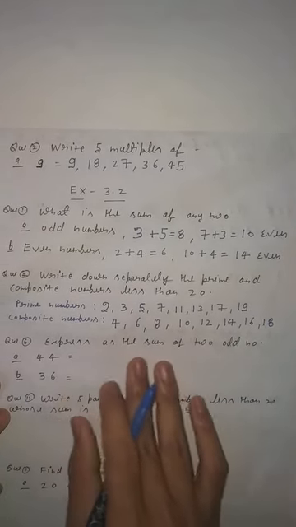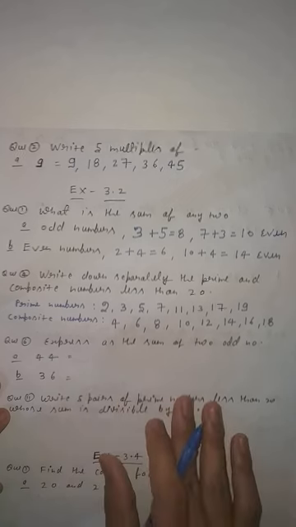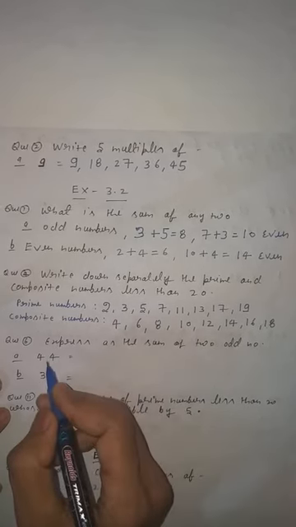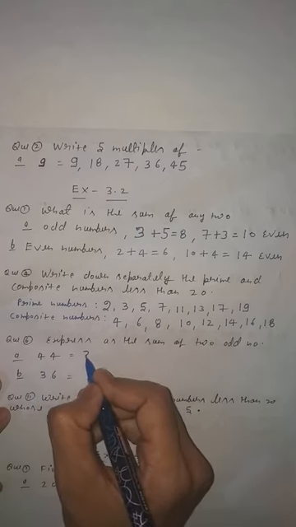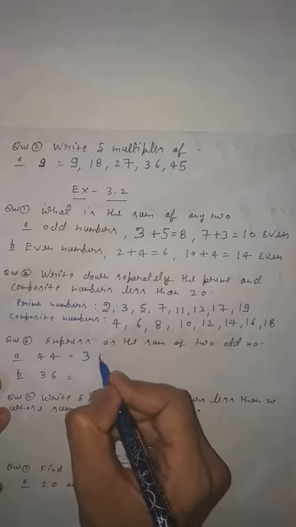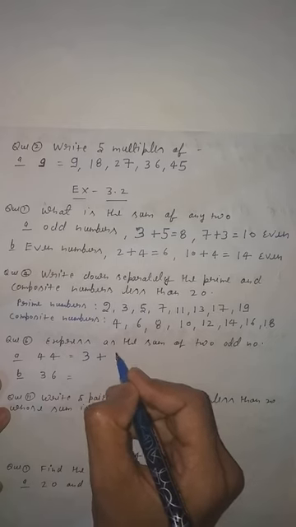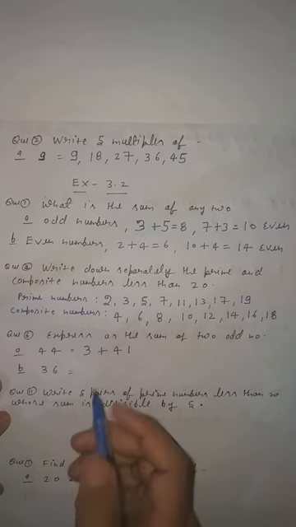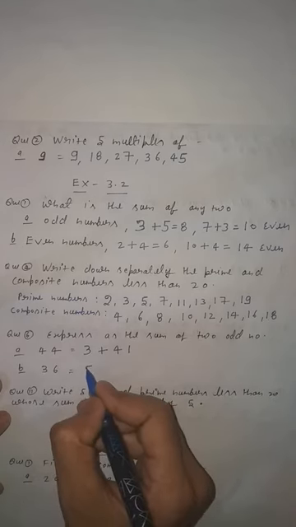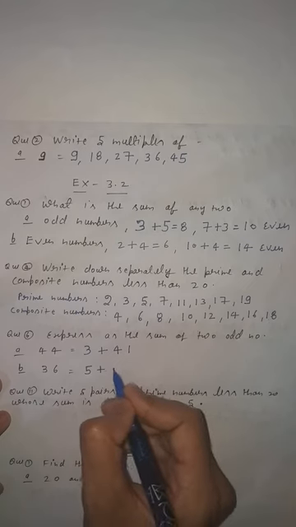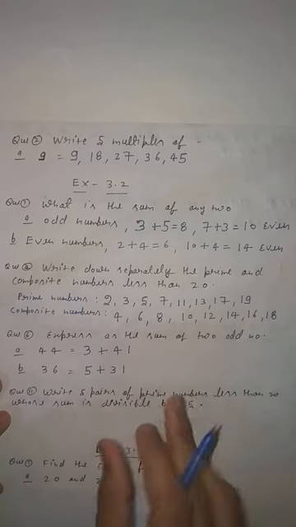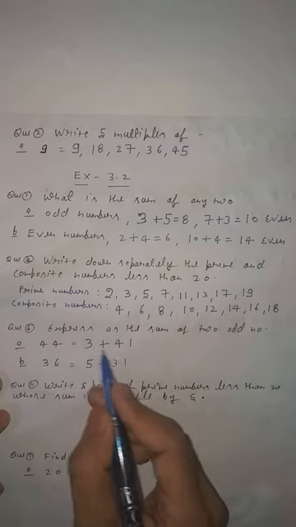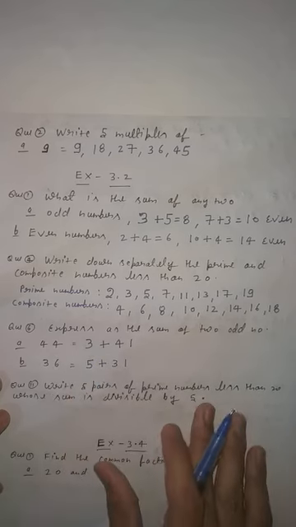Now express as the sum of 2 odd numbers. Clear, students? You have to write down these numbers as sum of 2 odd numbers. So if you want to write down 44, so you can write down 3 is an odd number, and what? 41, both are odd numbers. Clear, students? Second is 36. So you can write down 5 plus 31. Clear, students? So by this you can find out 44 as the sum of 2 odd numbers. You can also write down any other number, but you will check yourself.